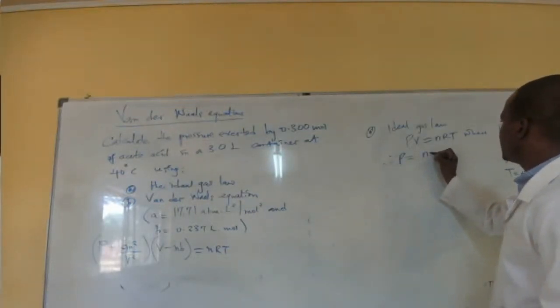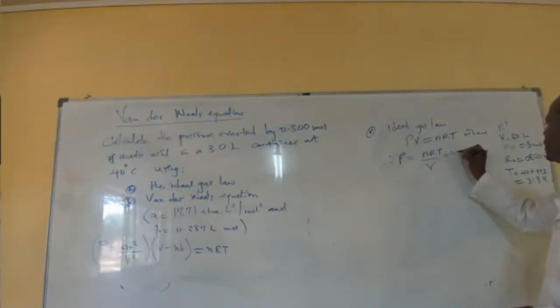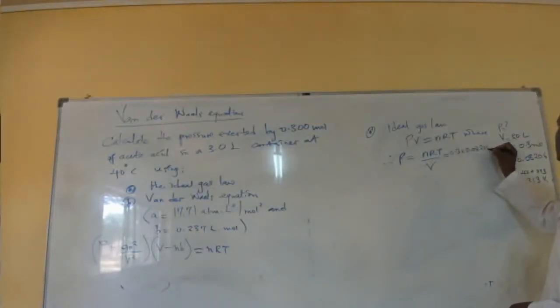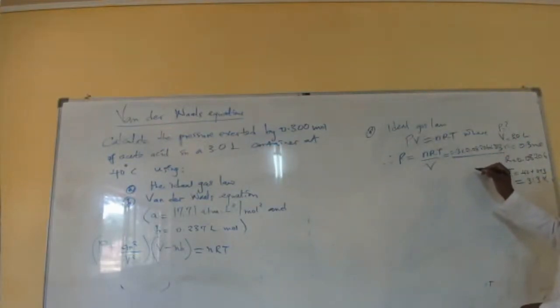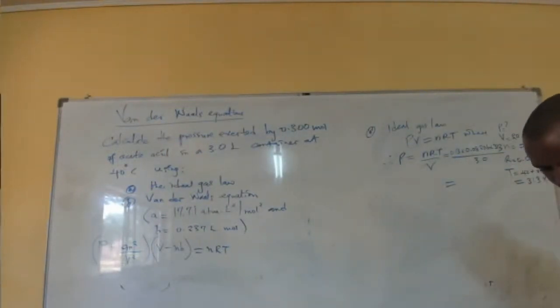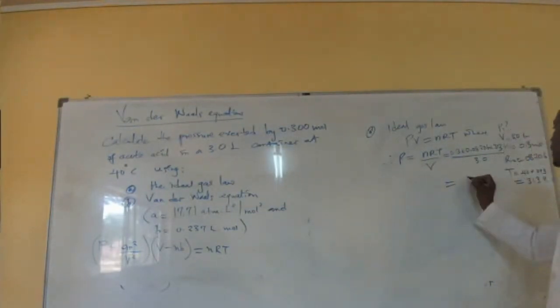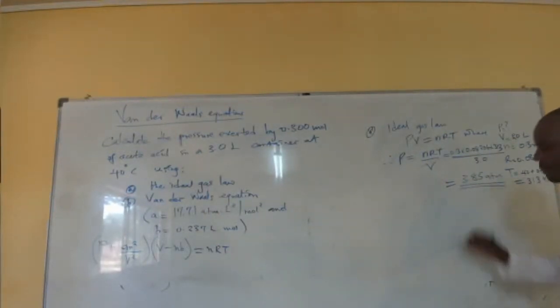So P is equal to nRT over V, which is equal to n is 0.3 times the R constant 0.08206 multiplied by temperature 313 divided by the volume, which is 3.0. If you simplify that, what you are going to get is about 3.85, that is 3.85 atmospheres. That is using the ideal gas equation.